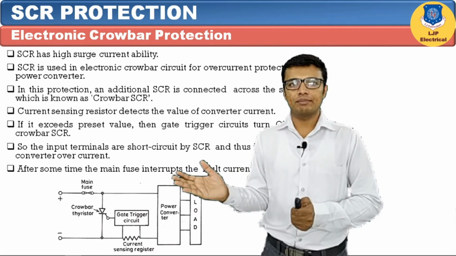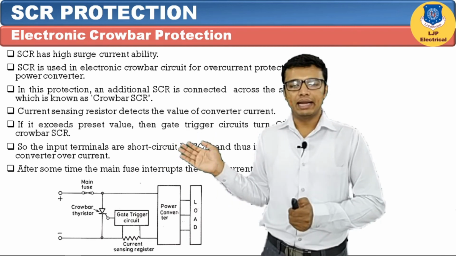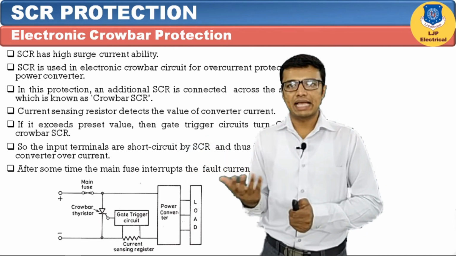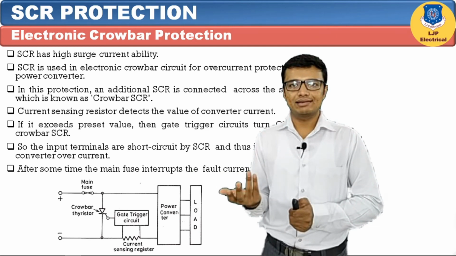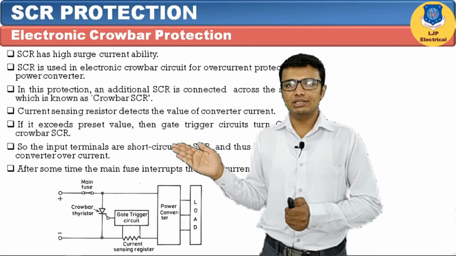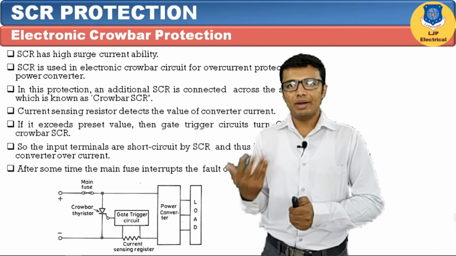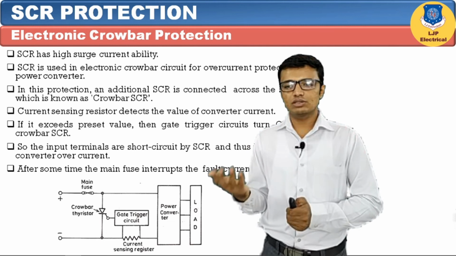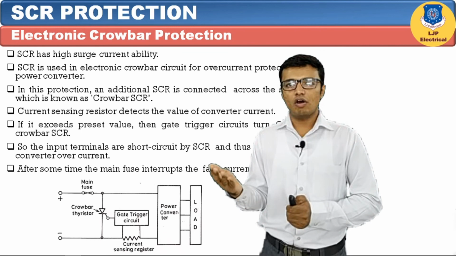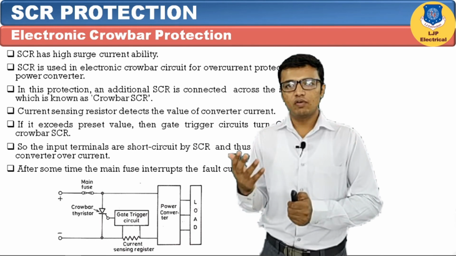So this is the circuit diagram, the electronic crowbar circuit. First we have used one fuse, after that one power converter, and it is connected to one load. This power converter may be a rectifier, inverter, cycloconverter, AC voltage controller, etc. And across this power converter we have used one SCR, and to provide the gate pulse to this SCR we have used a gate triggering circuit. This gate triggering circuit will operate on the basis of a current sensing device, and this current sensing device will sense the current flowing through the load.